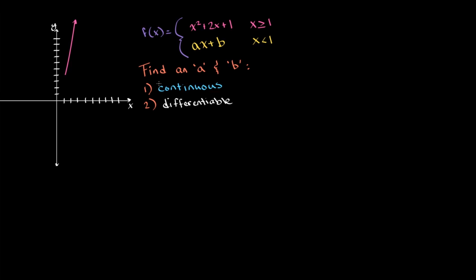So my question to you is, can you find an a and b value that would make this function continuous? And then, secondly, could you find an a and b value that would make this function differentiable? Maybe they're different, maybe they're the same. Why don't you pause the video and find out for yourself?